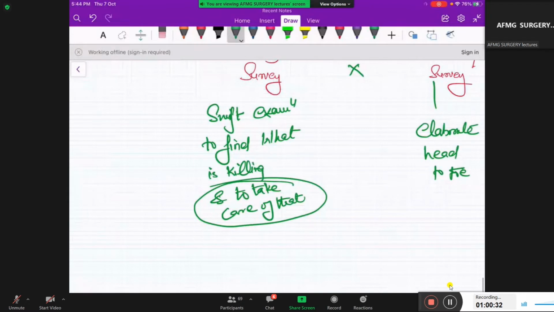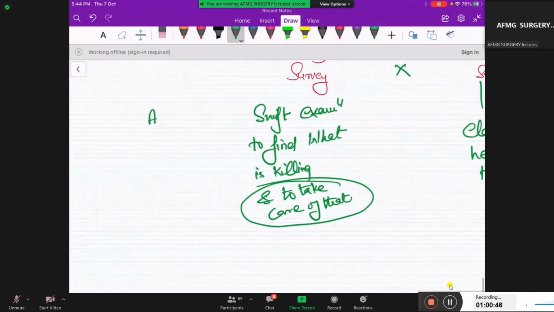Now, primary survey is always conducted in a systematic manner. What is that systematic manner? We have to engrave it again here. That systematic manner is A, B, C, D, and E, always in this order.